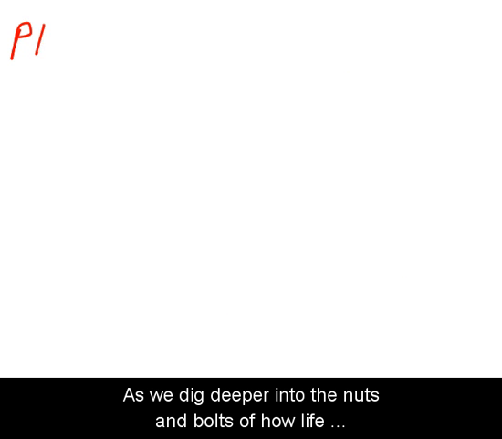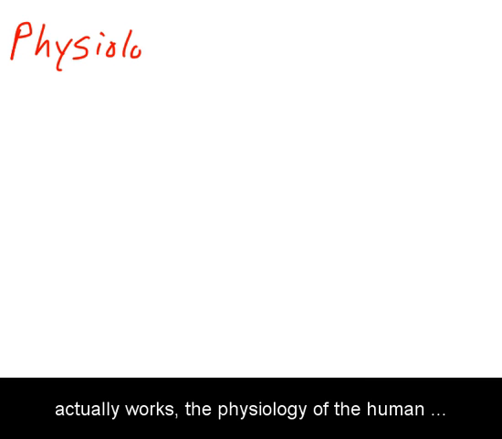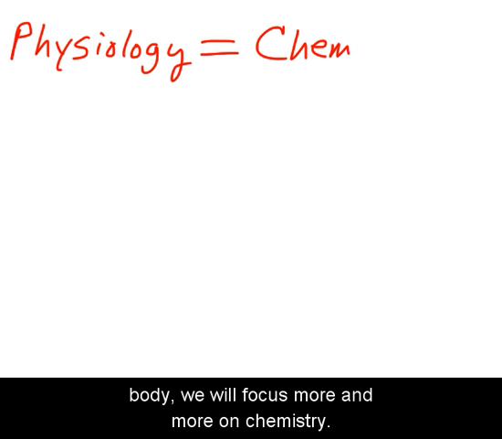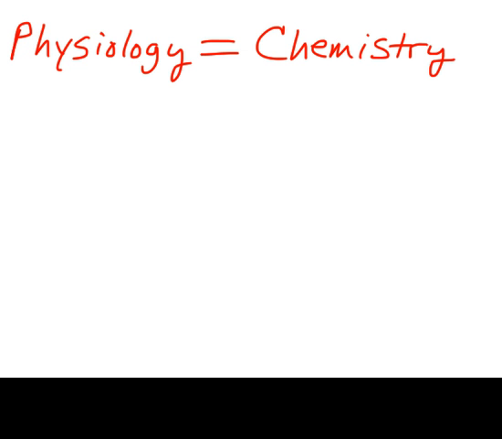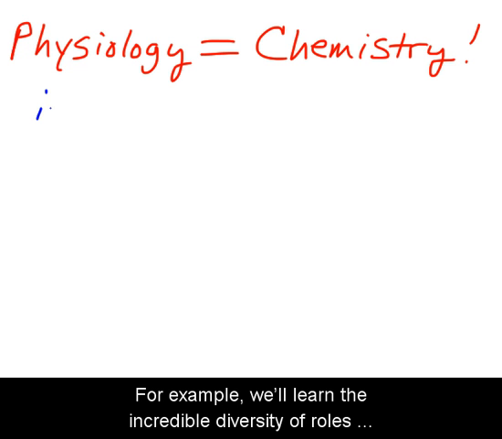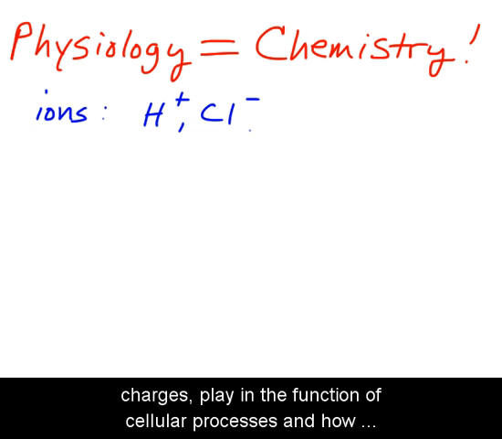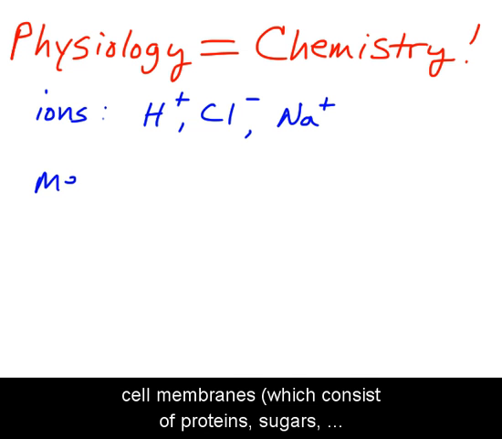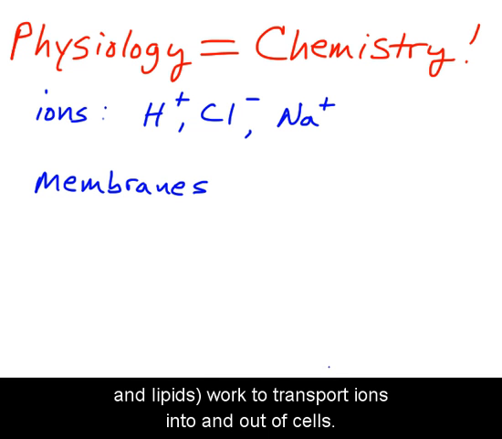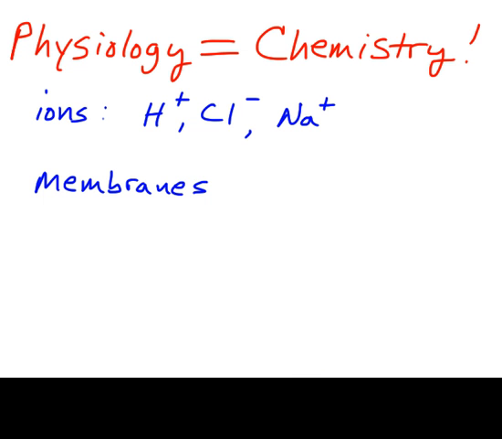As we dig deeper into the nuts and bolts of how life actually works, the physiology of the human body, we will focus more and more on chemistry. For example, we'll learn the incredible diversity of roles that ions, atoms having one or more positive or negative charges, play in the function of cellular processes, and how cell membranes, which consist of proteins, sugars, and lipids, work to transport ions into and out of cells.